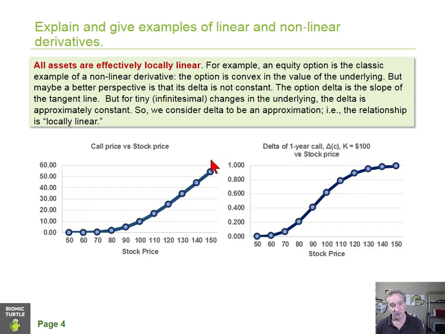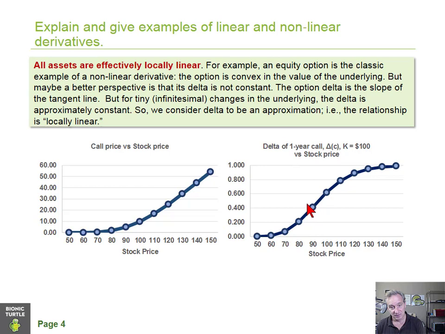On the left, I have call price versus stock price. This is the familiar nonlinear relationship between the value of an option and the underlying stock price. And over on the right, I have the delta of that same one-year call option. We can see here the delta is not constant. So this is meeting this definition.